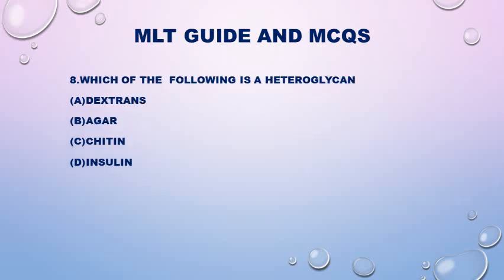8. Which of the following is a heteroglycan? Options A. Dextrans, B. Agar, C. Chitin, D. Insulin. And the answer is B. Agar.